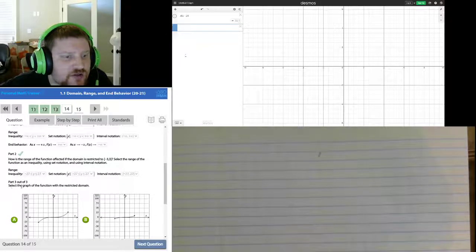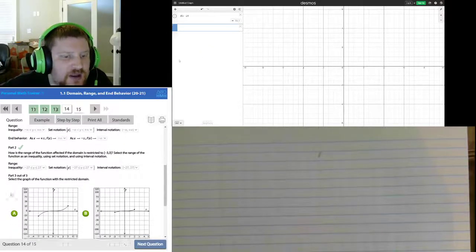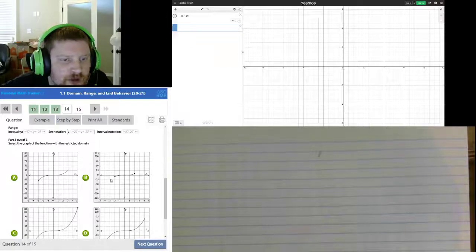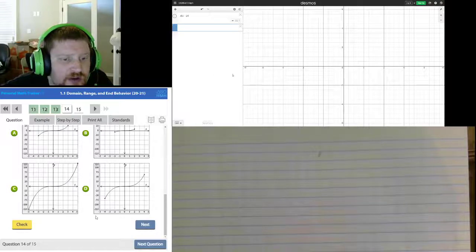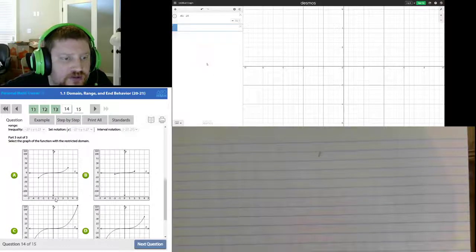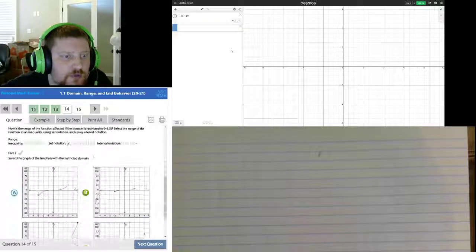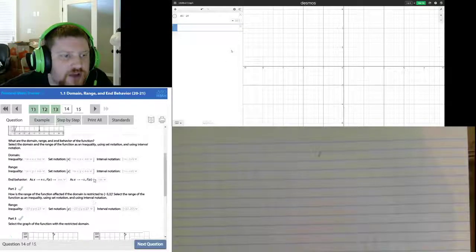Select the graph of the function with the restricted domain. So this only goes to -2. This goes all the way to -5. This goes to -4. This is -3 to 3, so this is the one that we want. All three checked.